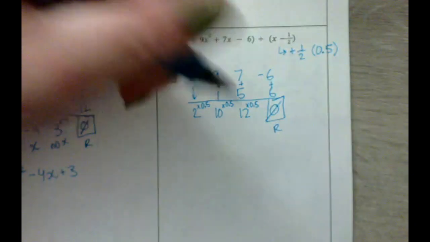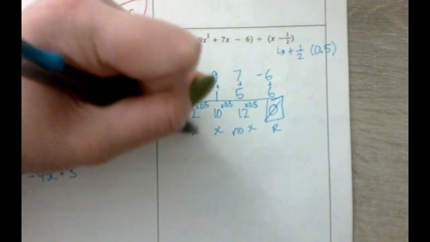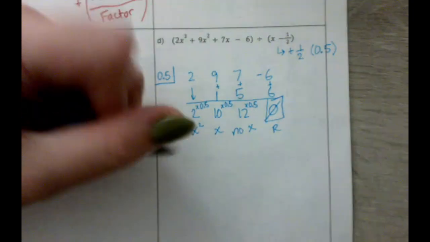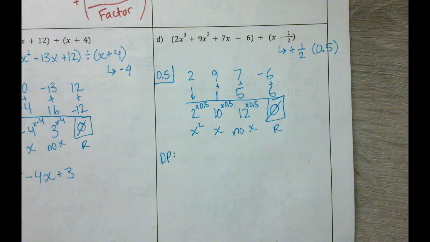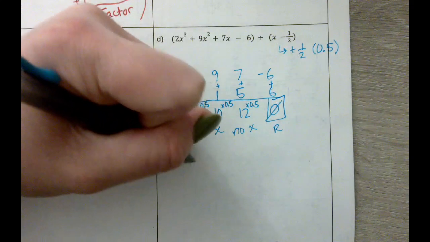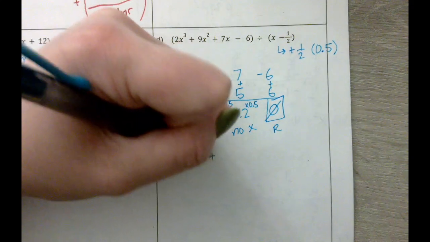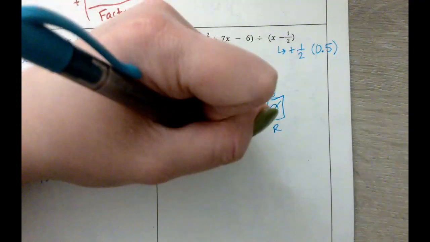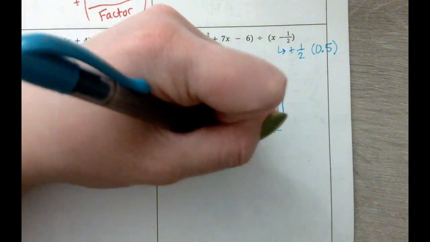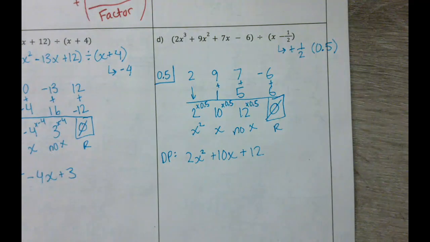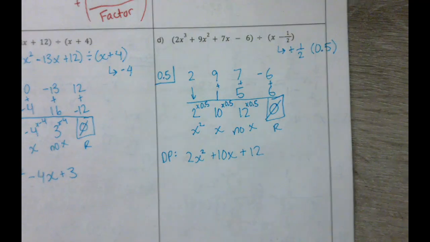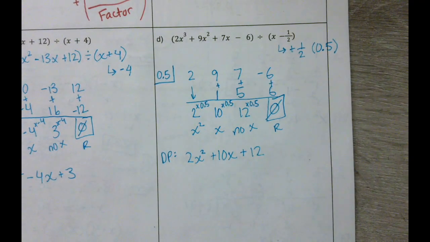So we have remainder, no x, x squared. And so our DP, our depressed polynomial, is 2x squared plus 10x plus 12. No x on that. And then our remainder is 0, so we don't include it. So this is our final answer.